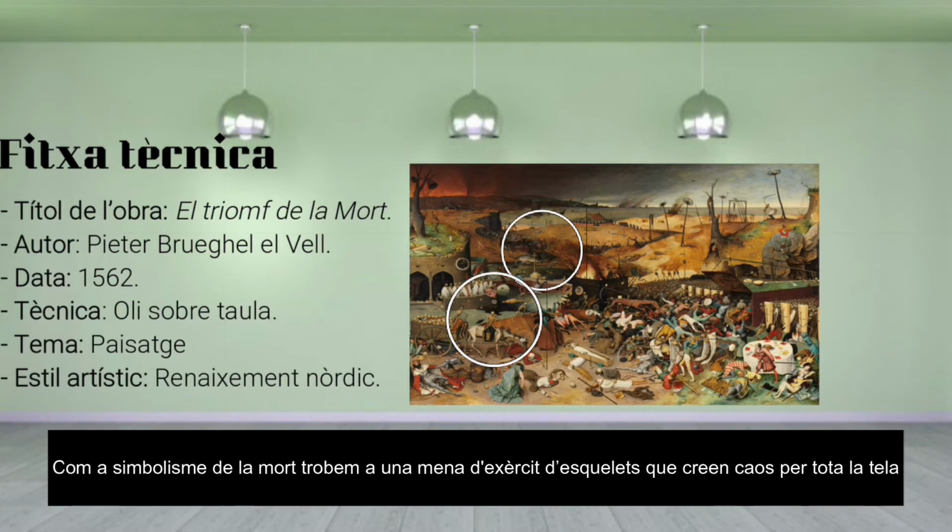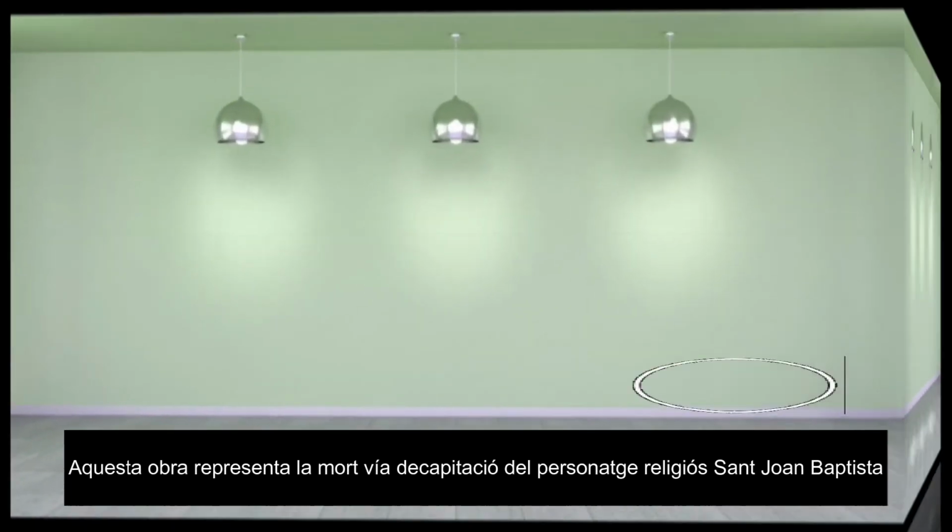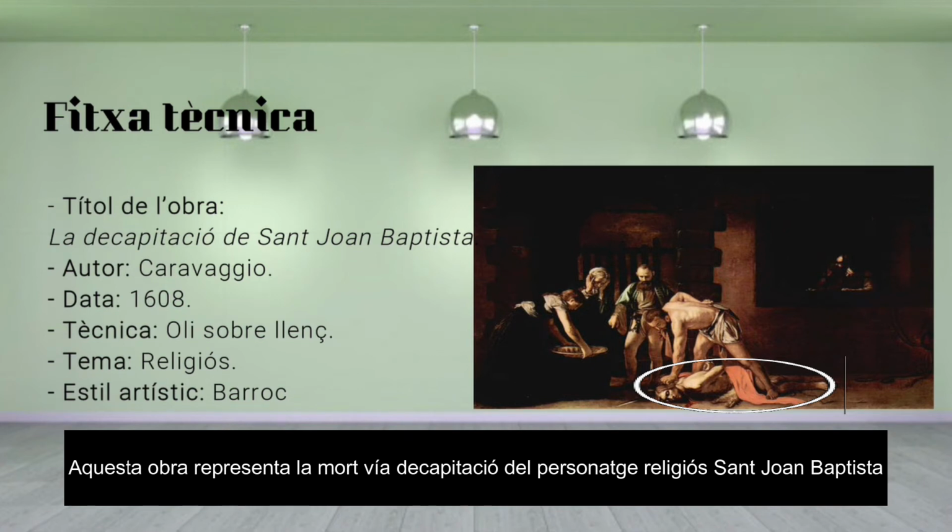The symbol of the dead in this painting is represented as an army of skeletons creating chaos all over the artistic piece. This painting represents the death of the religious character Saint Johann Baptista.